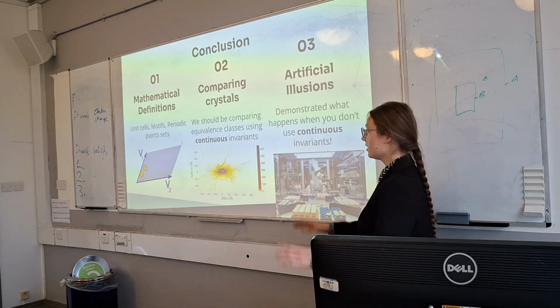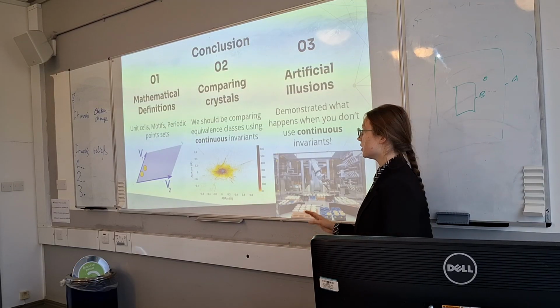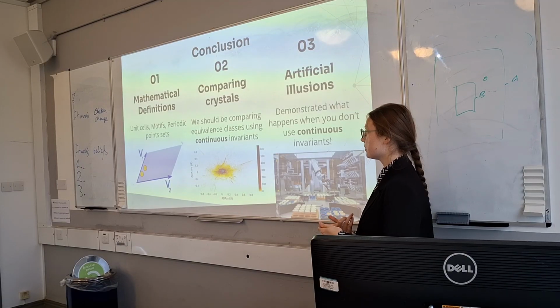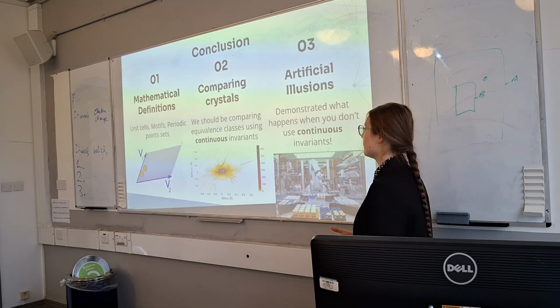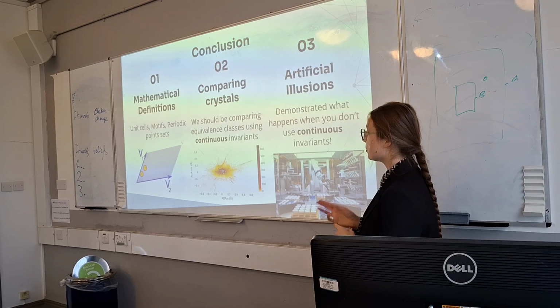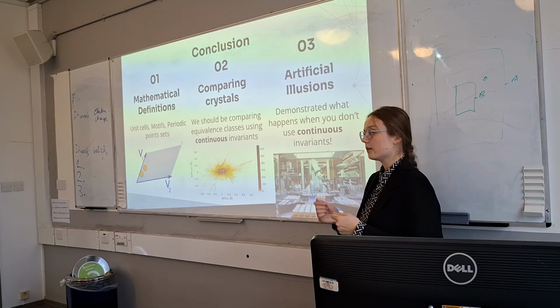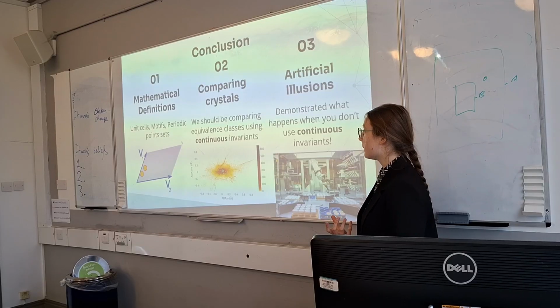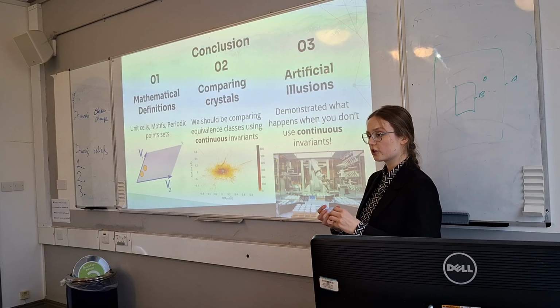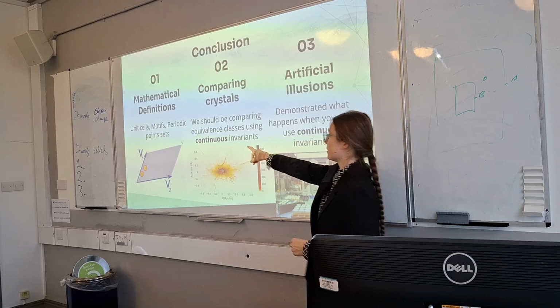Okay, let me summarize. So firstly, we went through the mathematical definitions. So what's a unit cell? What's a motif? These are the atoms in our unit cell. Periodic point sets, that's the set of all the points in our plane, or in our space, or in free space. Number 2, comparing crystals. We were able to say, are crystals the same? They're the same if they're in the same equivalence class. We can tell that if they are using a complete invariant. So just a function is going to be able to tell us if they're in the same equivalence class or not. And we want these invariants to be continuous.